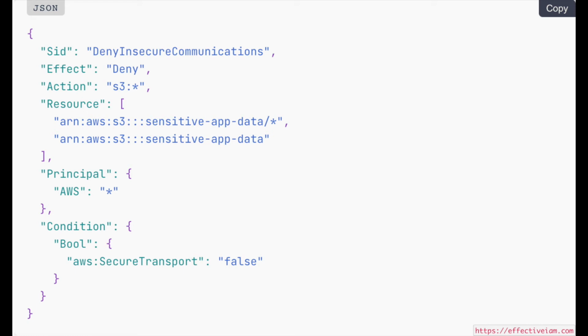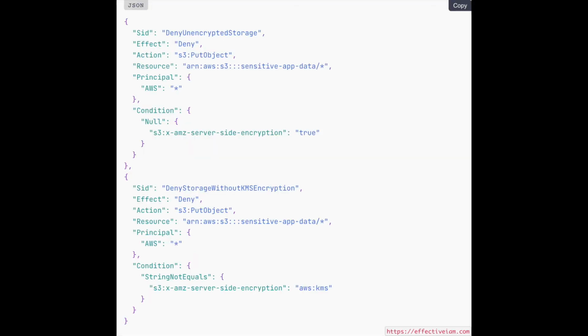Next, let's enforce encryption at rest with these deny unencrypted storage and deny storage without KMS encryption statements. These statements force clients to do two things. First, all S3 put object operations must use AWS's server-side encryption services on every put. Second, the encryption must use an encryption key managed by the AWS Key Management Service, KMS.